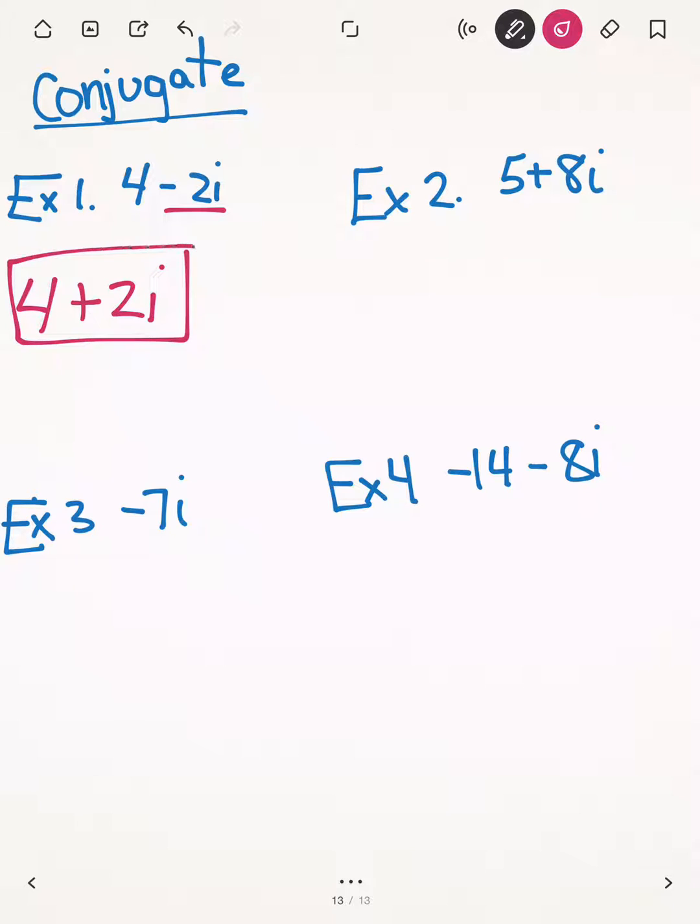That is a conjugate. Example 2, I have 5 plus 8i. The positive 8i is my imaginary part, so I change it. 5 minus 8i, and there's the conjugate.